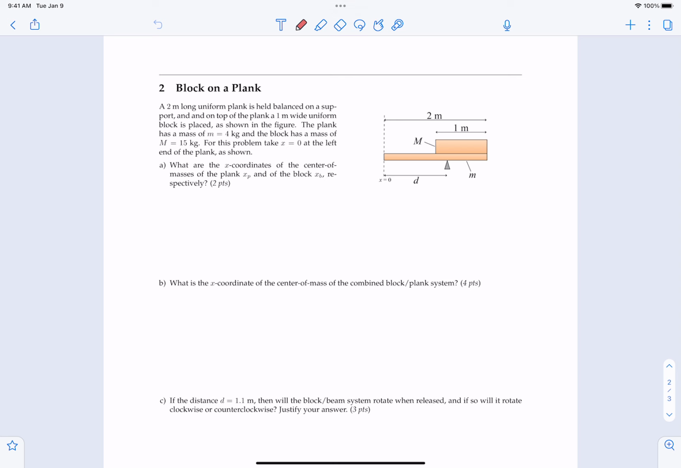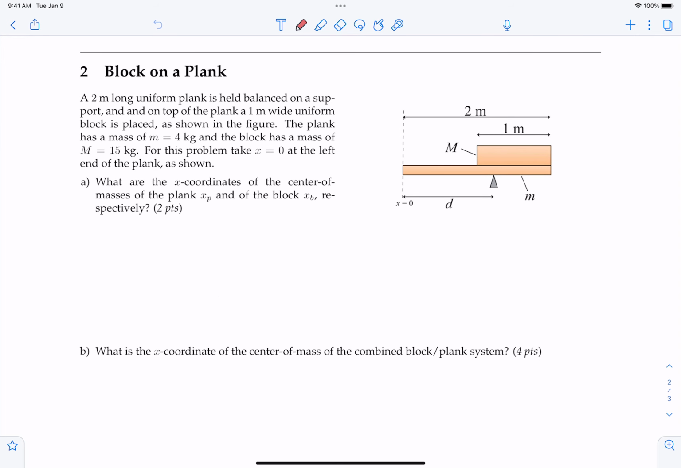So for this problem, it says, block on a plank: a 2 meter long uniform plank is held balanced on a support. And on top of the plank, a 1 meter wide uniform block is placed as shown in the figure. The plank has a mass of 4 kilograms, right? So the plank there, mass of 4 kilograms. And the, oh, my bad, this is not the plank. Plank is 4 kilograms, and the block has a mass of 15 kilograms, right?